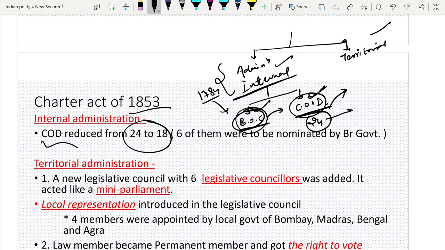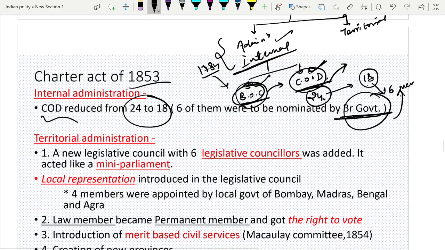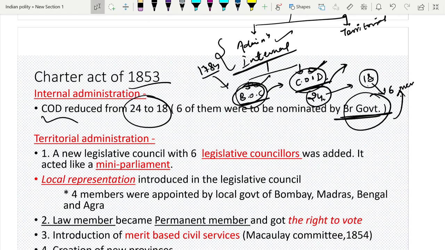So these numbers were reduced now to 18, and here you can see how the British government is now controlling. These members are now 18, and out of these 18, one third, that is 6 members, are now to be appointed by the British government. This is how internal affairs were getting controlled by the British Crown or the British government.